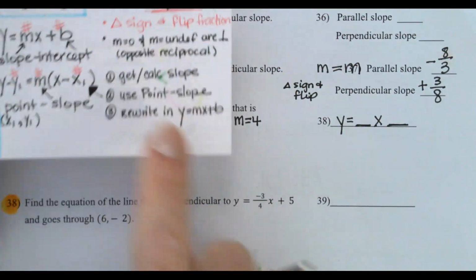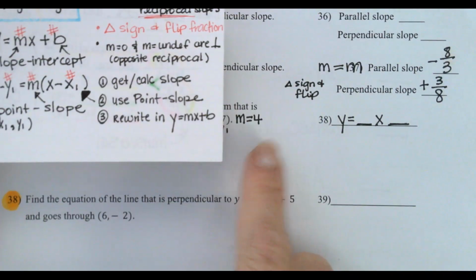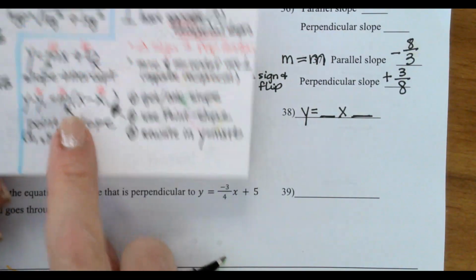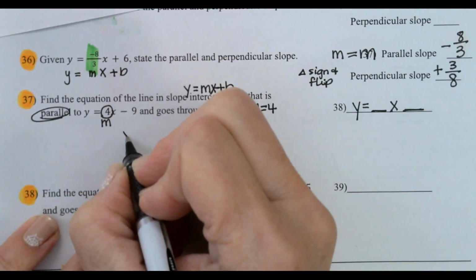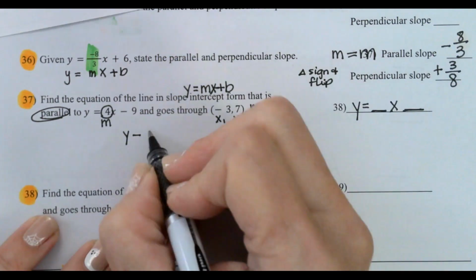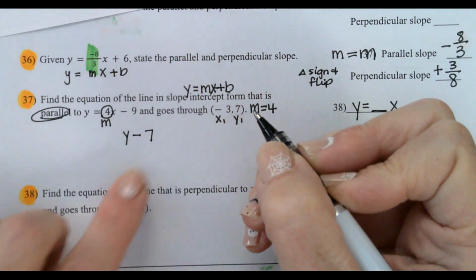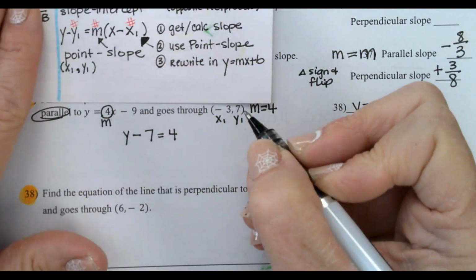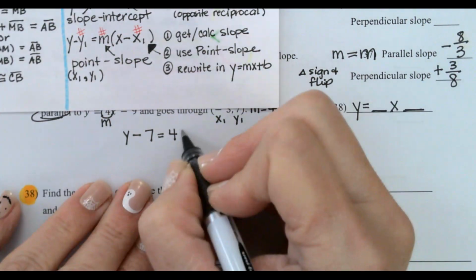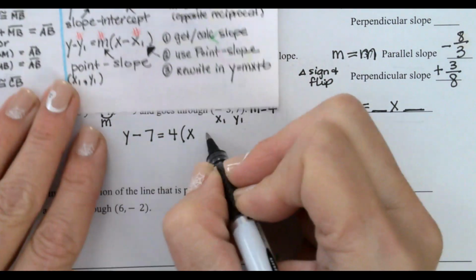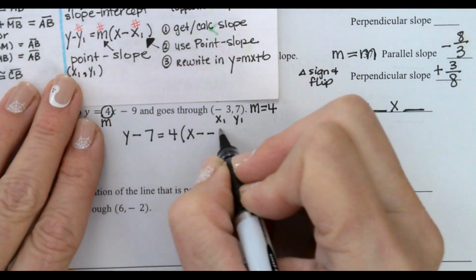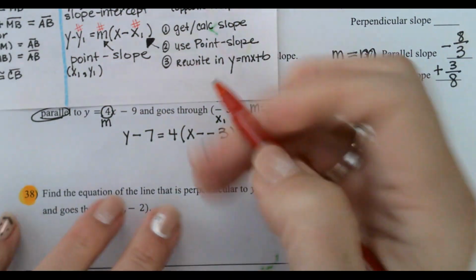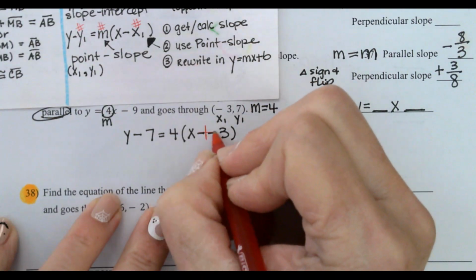So I did step 1. I have the slope. Step 2, I'm going to use point slope. That's this formula right here. Y take away 7, that's my y1, equals 4, that's my m. I'm just using the formula. And then x, take away a -3. Well, what happens when you take away -3? Okay, so I'm going to change this to a plus sign.